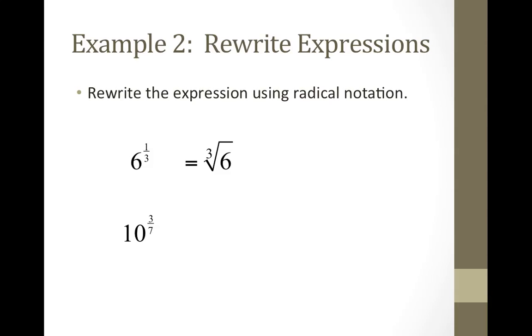If I'm taking 10 to the 3/7 power, then the 7 tells me the root, and the 3 on the top tells me the exponent. And I can either write it like this, where I take the 7th root of 10 and then the entire thing to the 3rd power, or I can make 10 to the 3rd power and then take the 7th root of the whole thing. Both of them are legitimate, both of them are equivalent to my first expression.